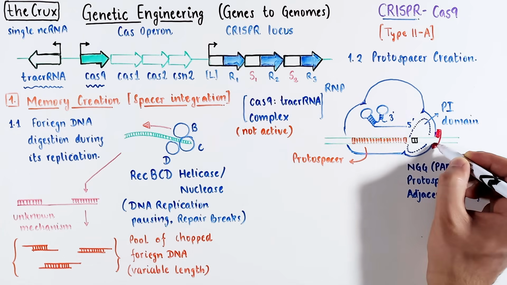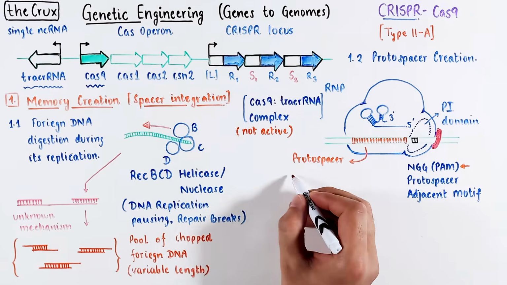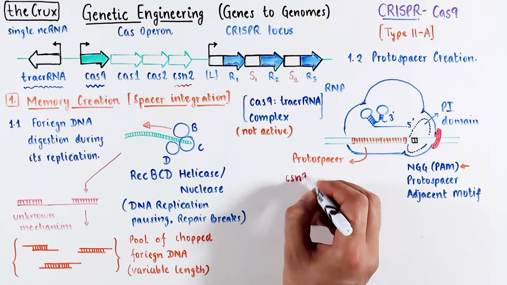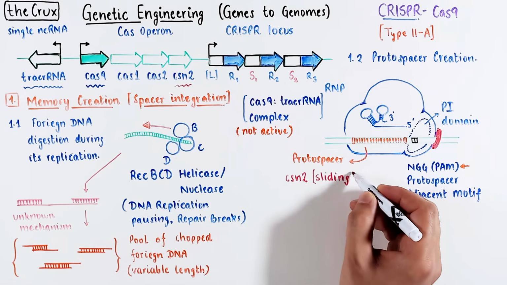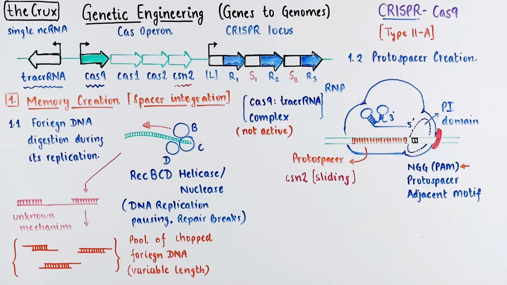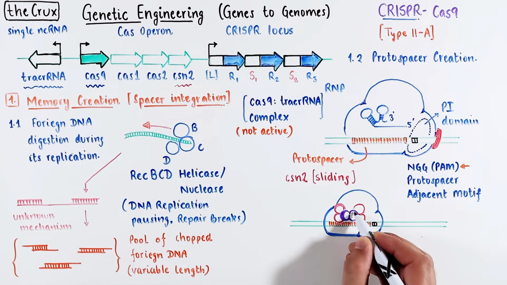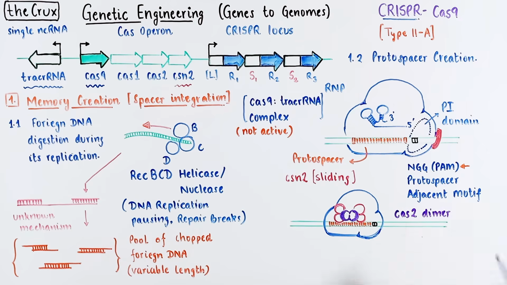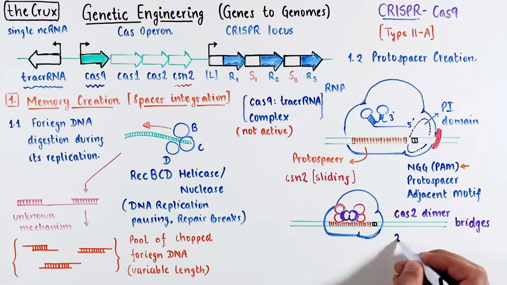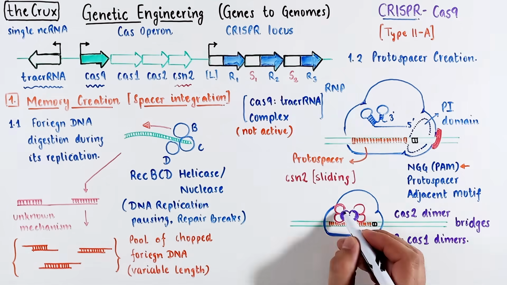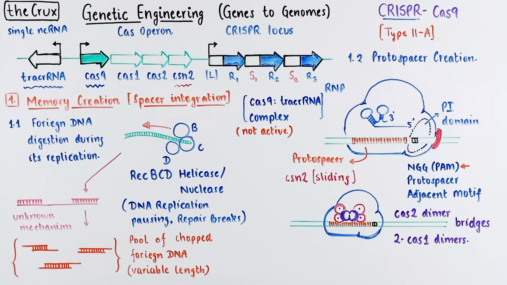In some capacity, CSN2, which is a ring-shaped protein, may help in sliding Cas9 on the DNA, although its exact function is unclear. But when the NGG is bound, a set of proteins that I didn't draw in the picture above take over from here. This complex has 2 Cas2 proteins, forming a dimer. Cas2 dimer bridges 2 Cas1 dimers, 1 dimer on each side. Both Cas1 and Cas2 are endonucleases.